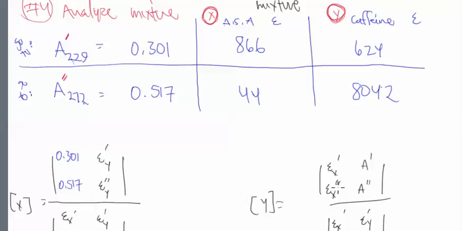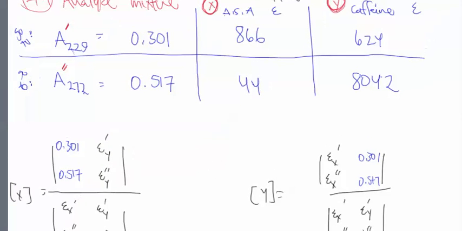And I'm going to go ahead and start working on this matrix over here as well. You might as well kill two birds with one stone. Absorbance prime at the top, absorbance prime down here at number 2. So I do the same thing there. Absorbance prime, 0.301. Absorbance double prime, 0.517.